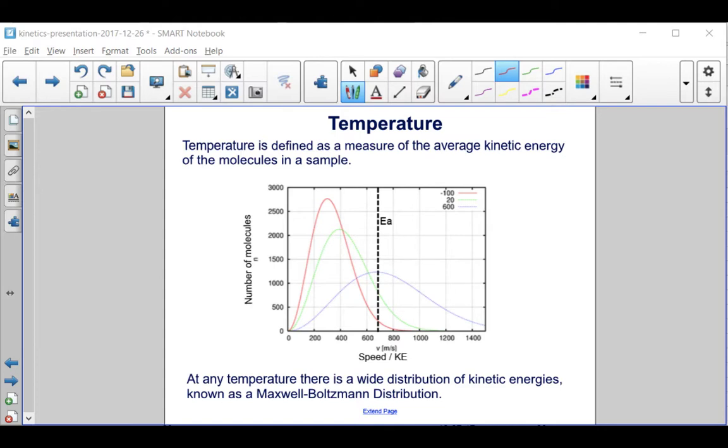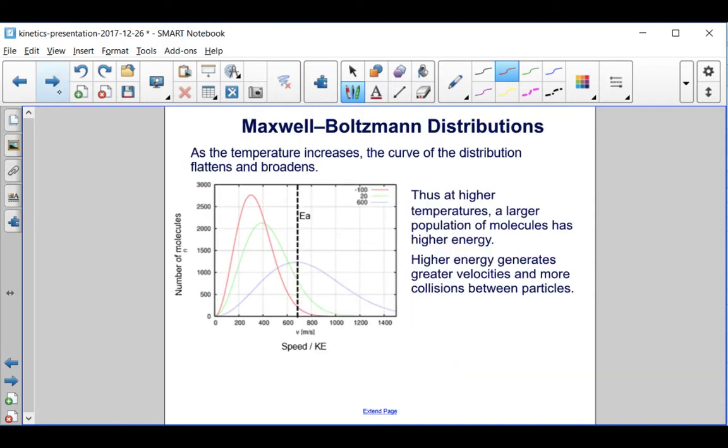So each curve, like in red, you can see the red curve is minus 100 degrees. The green curve is 20 degrees, and the blue is 600, okay? And so you can see there's a wide distribution of the average kinetic energy, the number of molecules that have an average kinetic energy at a given temperature, okay? And so as the temperature increases, the curve of the distribution flattens and broadens, right?